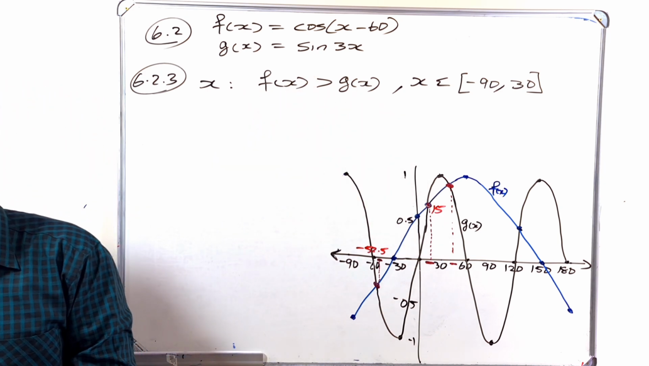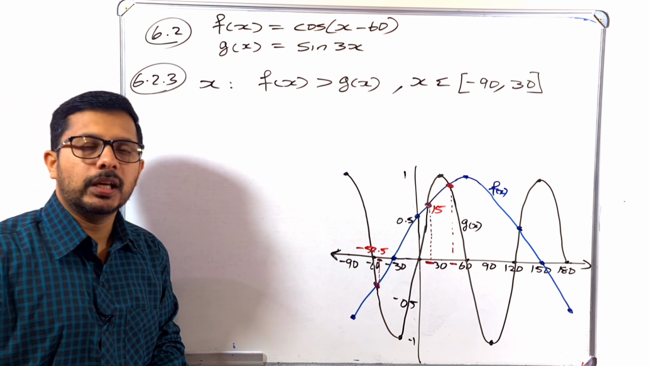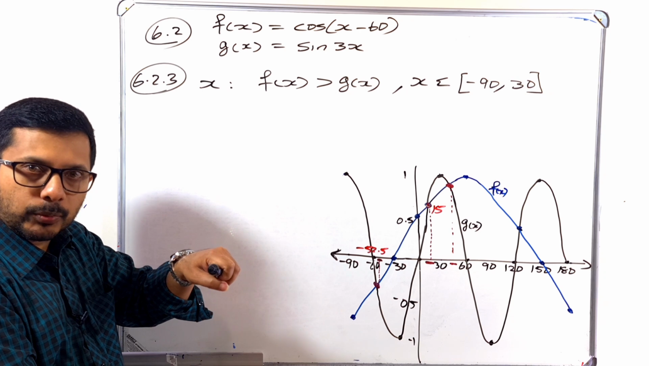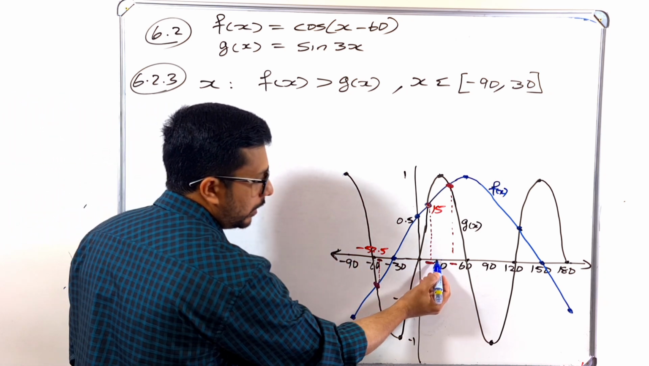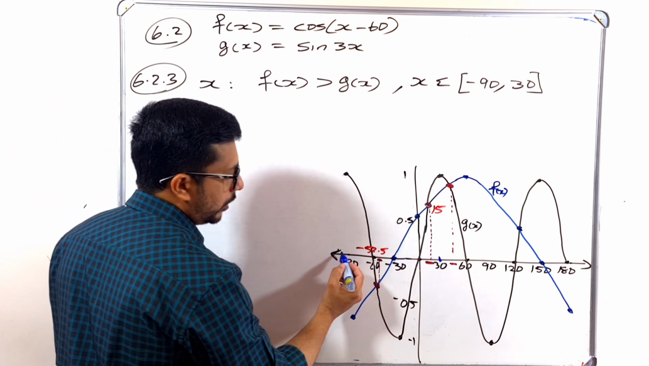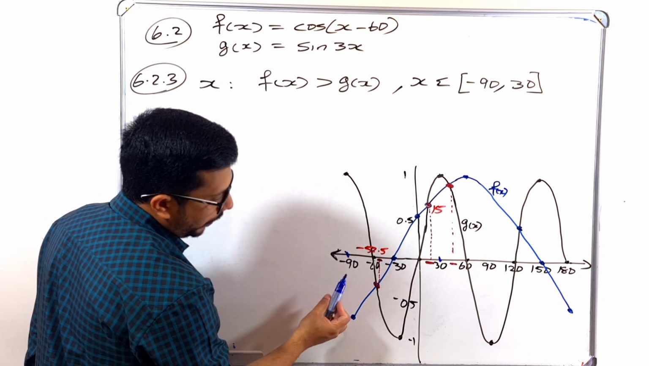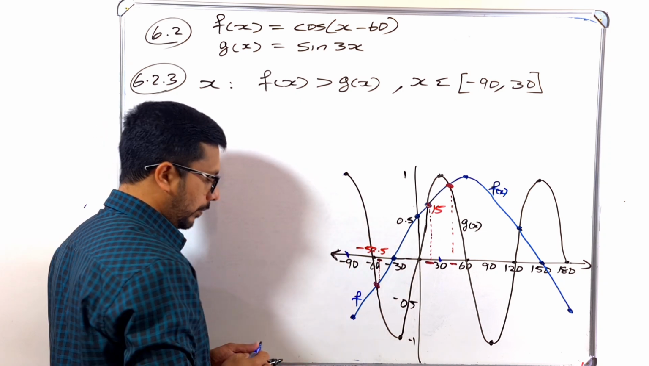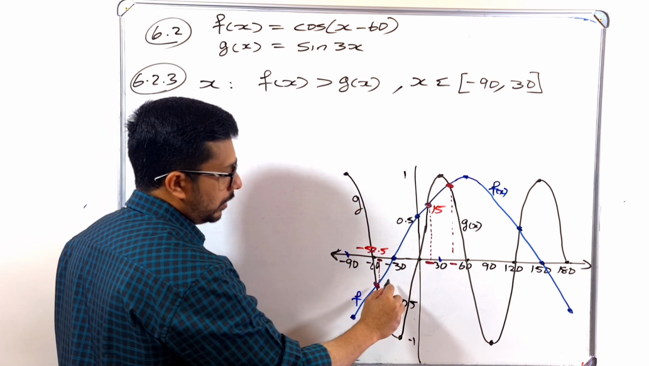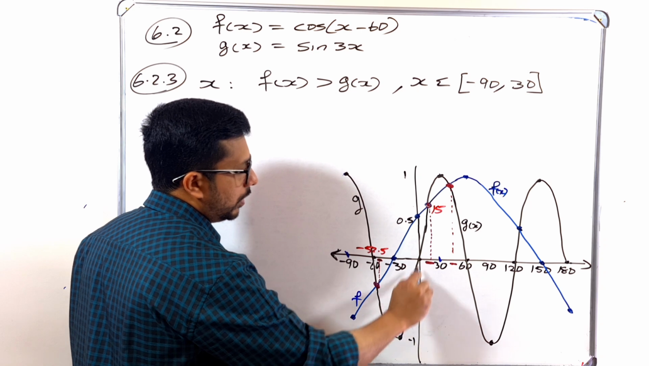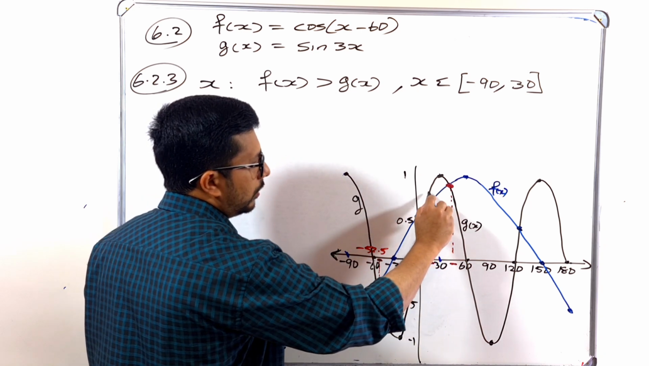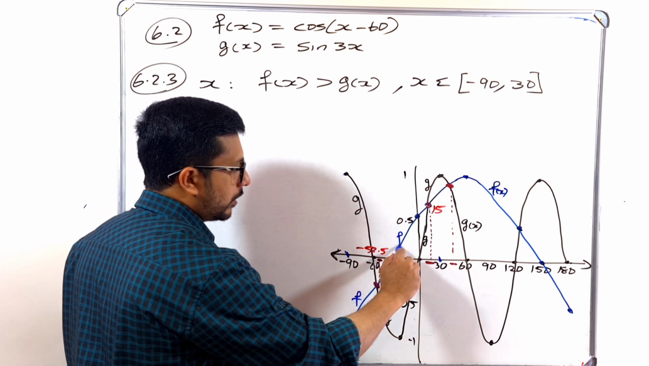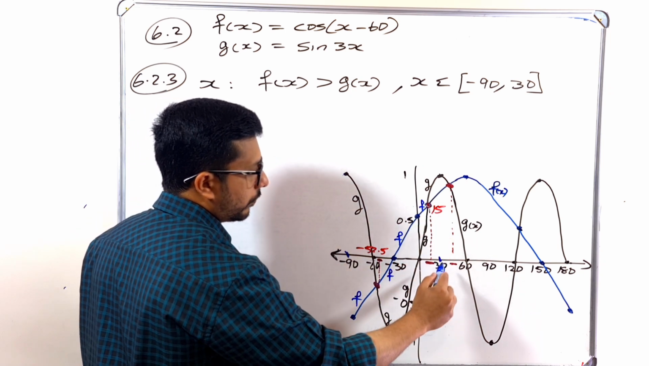f of x is greater than g of x means what? The f of x graph must be on top and the g of x graph must be at the bottom. So between minus 90 and 30, between these two points, f of x must be on top. This is f of x and this is g of x. Am I right? This one is g, this one is g, and this is f.